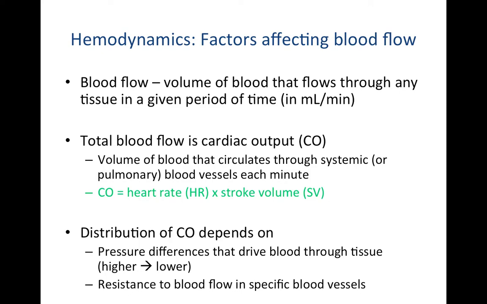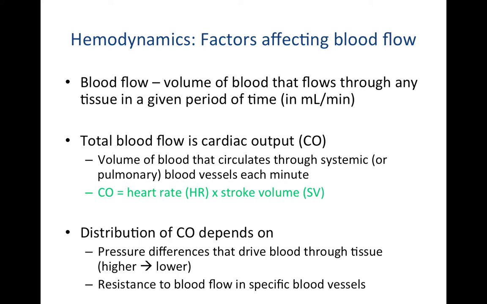Your total blood flow is the same as your cardiac output. You may remember that cardiac output is calculated by your heart rate times your stroke volume, how much blood is ejected out of one ventricle at a time. So all of the blood that circulates through your systemic or your pulmonary blood vessels each minute is your cardiac output, and that's directly related to your total blood flow that's flowing in your body.